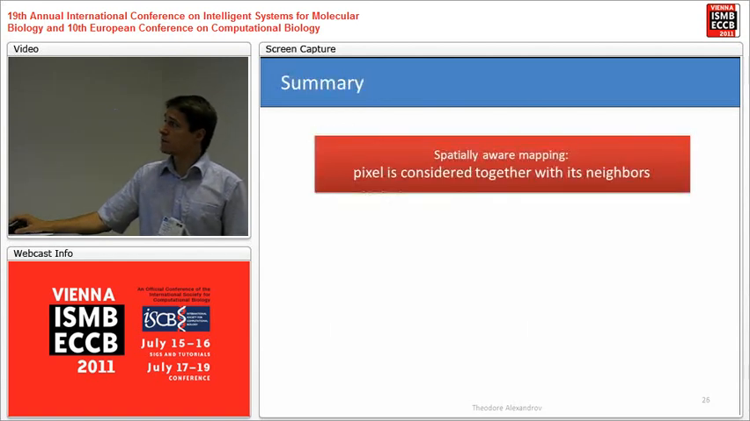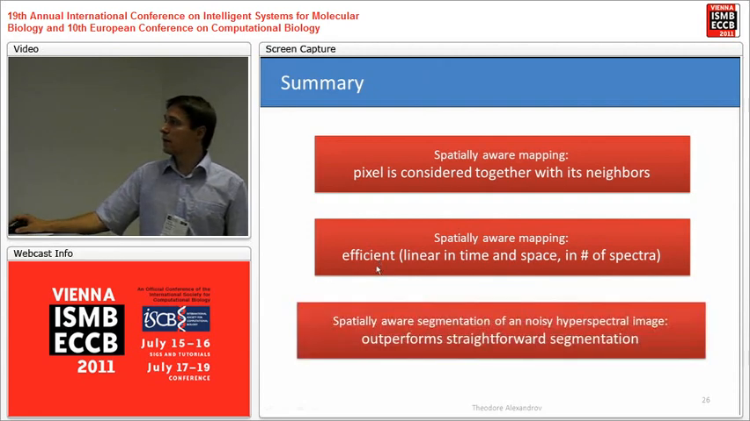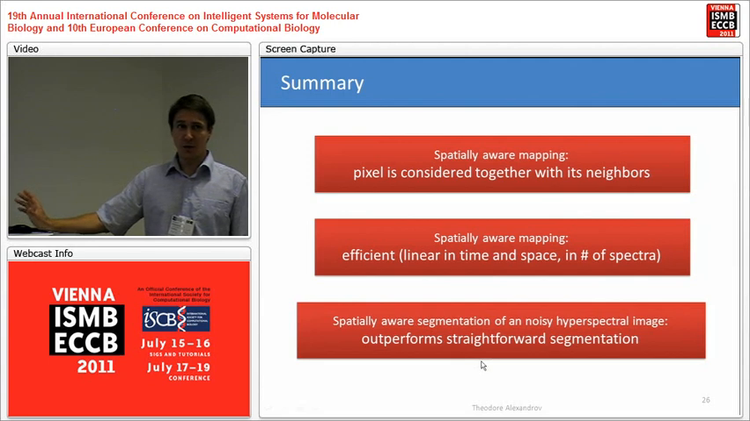Summary. First of all, our mapping idea is that a pixel is considered together with its neighbors. Second point, it is efficient. It is linear in time and space. And last point, it outperforms straightforward segmentation. So these are the take-home messages.